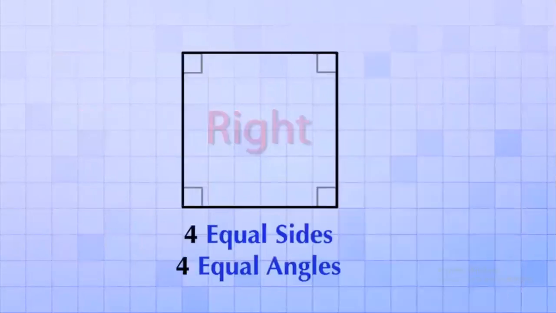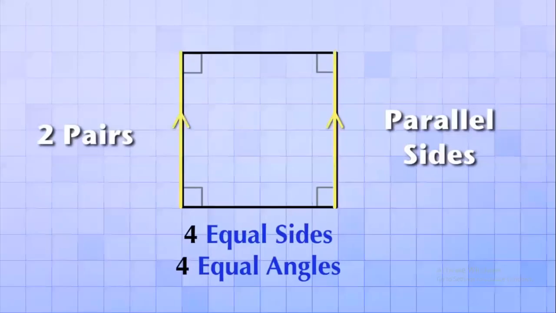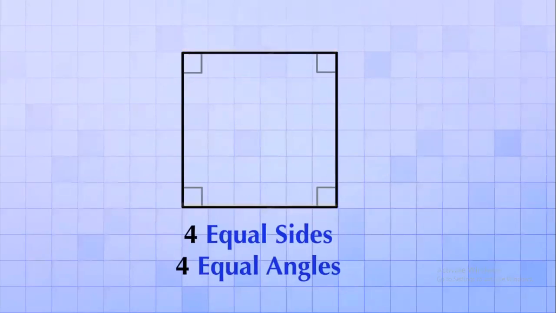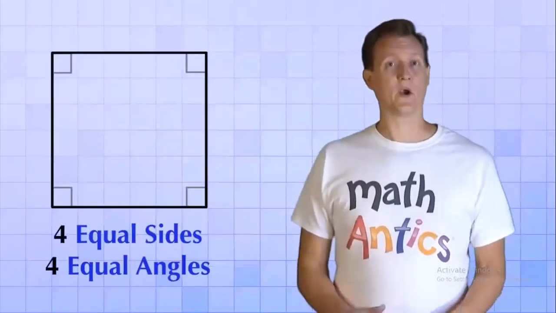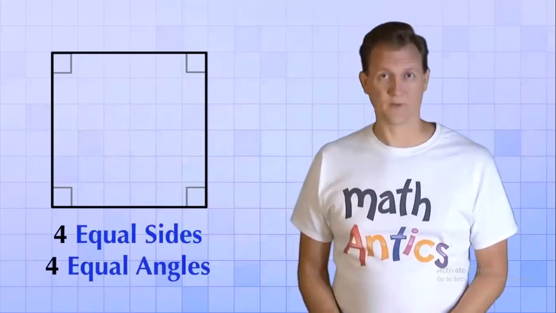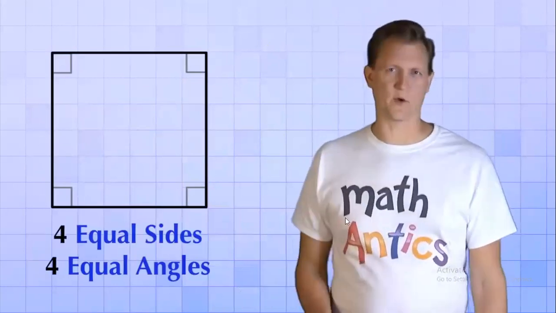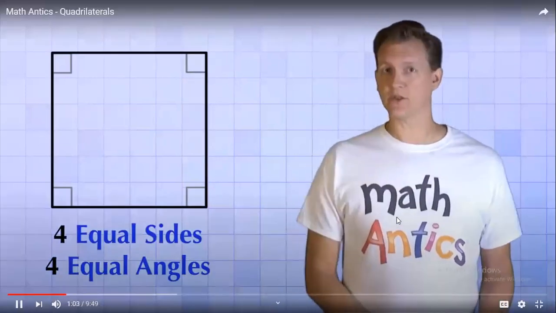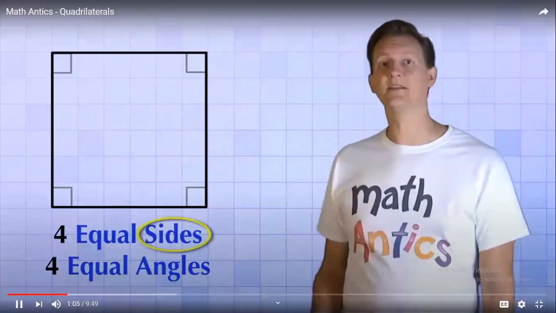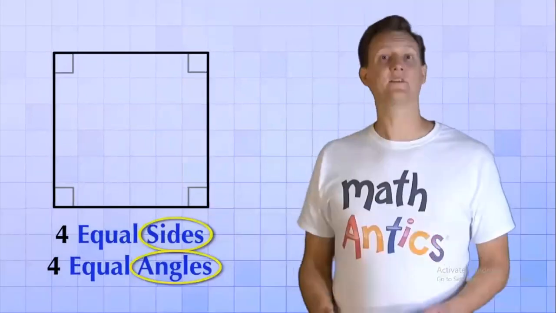Notice also that a square is formed by 2 pairs of parallel sides. These 2 opposite sides are parallel, and these 2 opposite sides are parallel. We'll see why that's important in a few minutes. Okay, so squares are an important type of quadrilateral. But we're going to make some changes to the square to see what other types of quadrilaterals there are. The 2 things that we can change are the sides and the angles. Let's start by changing the sides.